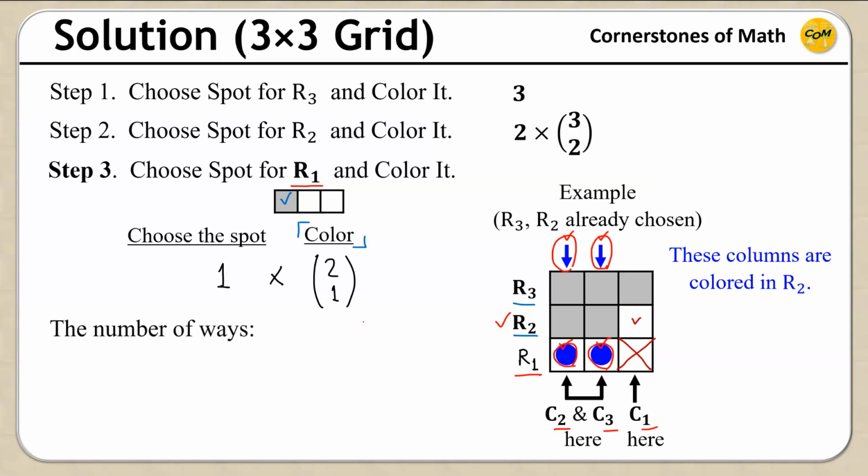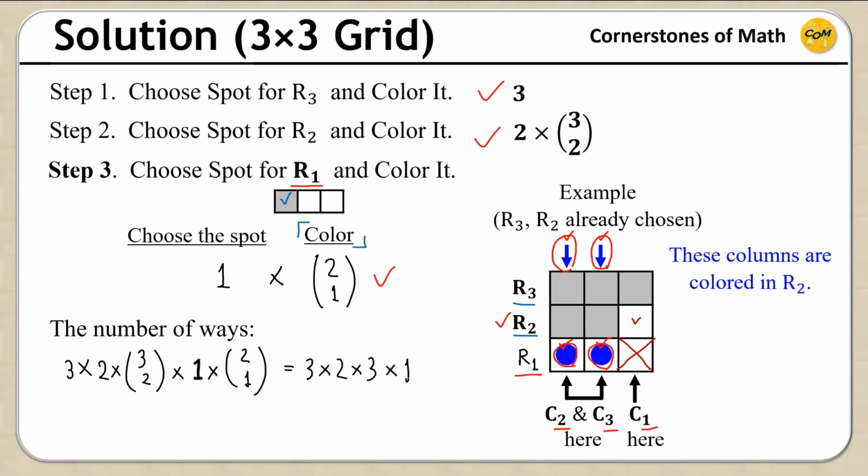In order to find the total number of ways, we need to multiply all of these, which gives 3 times 2 times 3 choose 2 times 1 times 2 choose 1. So 3 times 2 times 3 times 1 times 2, which gives us 36 ways.